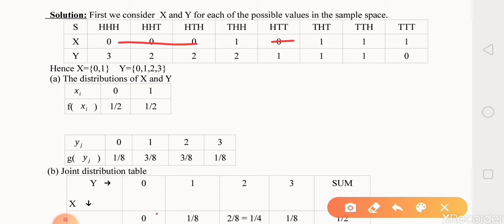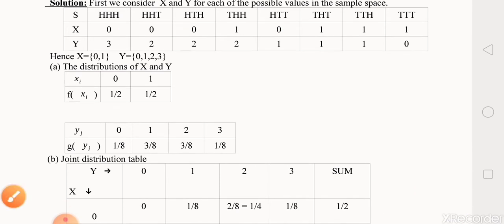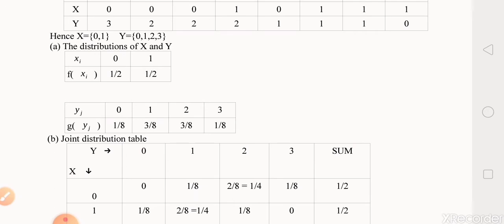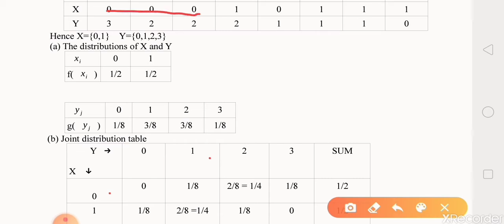X equal to 0, Y equal to 1 we want. So when X equal to 0, look at Y values. Here we have X equal to 0, Y equal to 1. So 1 value out of 8 values. So the joint probability when X equal to 0, Y equal to 1 is 1 by 8.